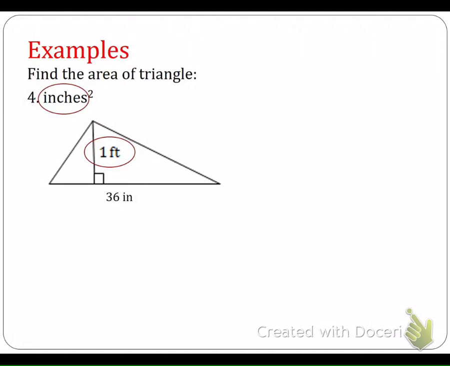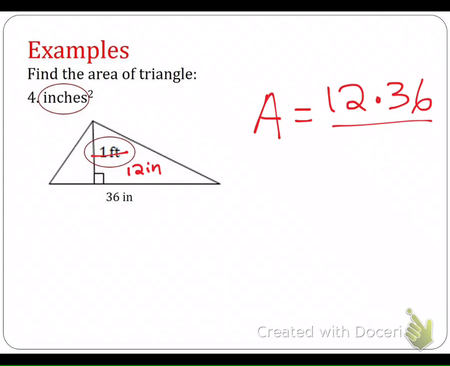So we already said that this was 12 inches, right? Okay. So how am I going to find the area? Multiply. Okay. What is 12 times 36 divided by 2? 192. So 192 is the final answer? Very good.